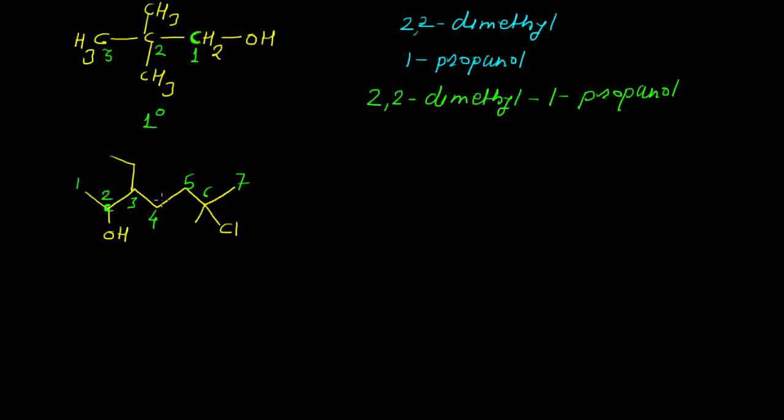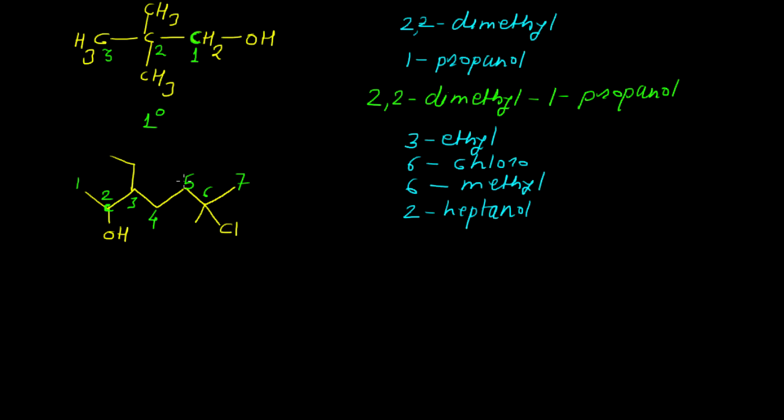So parent compound will become heptane, but OH is present at position number 2. So this will become 2-heptanol. Now let us take the other substituents. So we have ethyl group at carbon number 3. So we must write 3-ethyl. Then we have chlorine at position number 6. So we must write 6-chloro. And then we have one more substituent, that is 6-methyl.